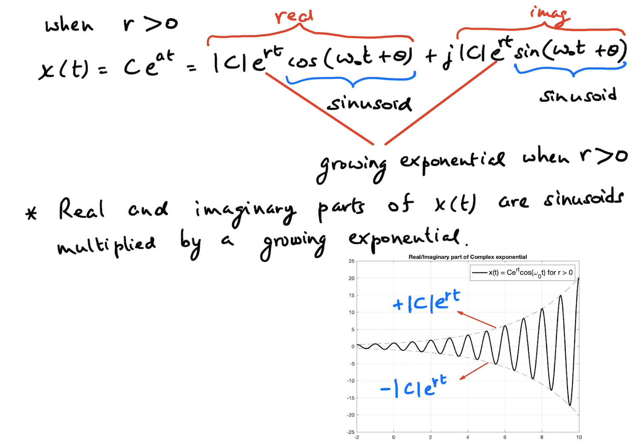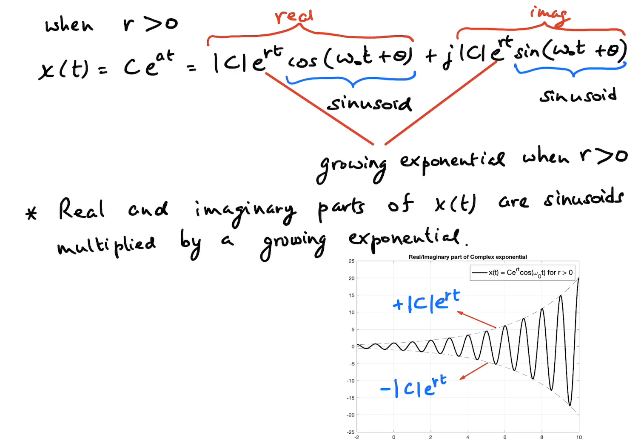So when r is positive, it's a growing exponential, and this dotted line denotes this multiplying factor, c e power rt. This multiplying term is shown here in the dotted line, and the upper envelope is plus magnitude of c e power rt, and the lower envelope is minus magnitude of c e power rt. So when r is positive, we have the real and imaginary parts being multiplied by a growing exponential.